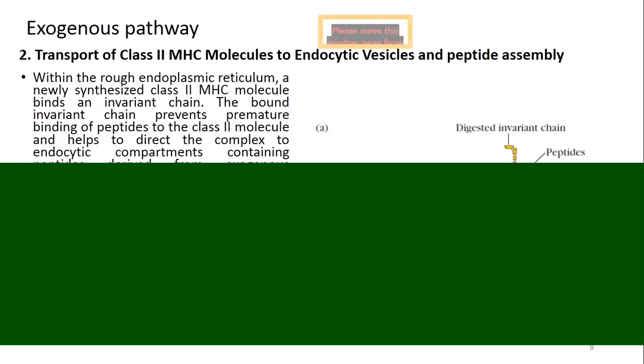The invariant chain has some important functions. For example, as we talked about, it prevents antigen binding to the alpha and beta chains, the peptide binding groove of class 2. It is also important for its assembly. One other important function is that the invariant chain contains sorting signals in its cytoplasmic tail that direct the transport of class 2 MHC molecules from the Golgi network to the endocytic compartment.